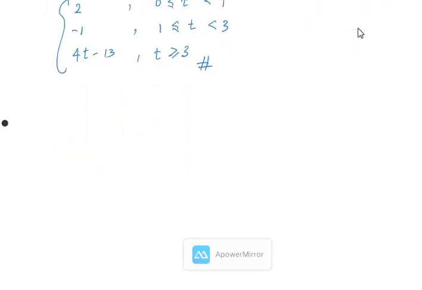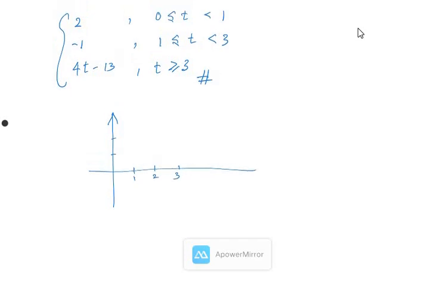Then based on this step function, we can draw the graph. We can sketch a graph with 1 and 2, and then this one is 1, 2, 3. So from 0 to 1, we have the value of 2. And then from 1 to 3, we have the value of negative 1. And then from more than 3, we have the value of 4t minus 13.